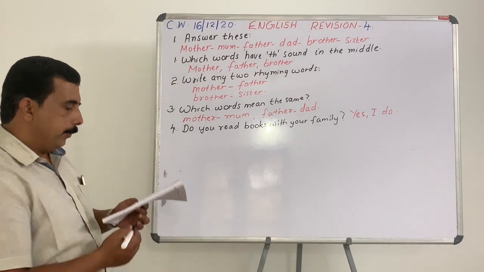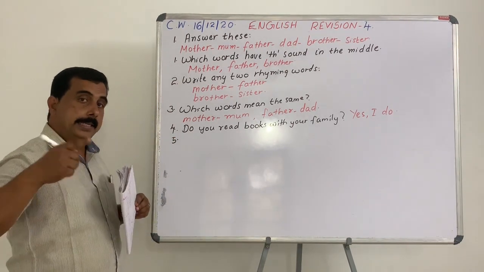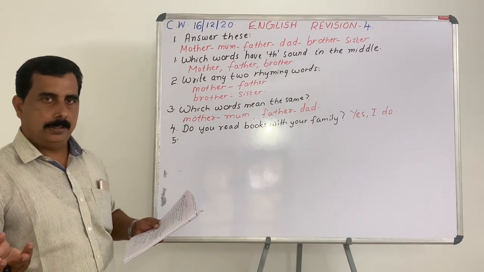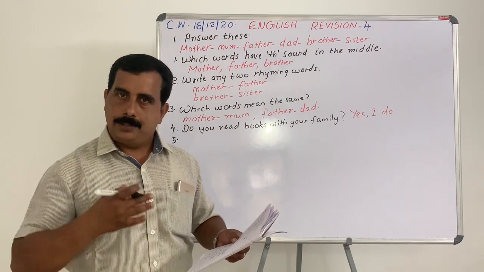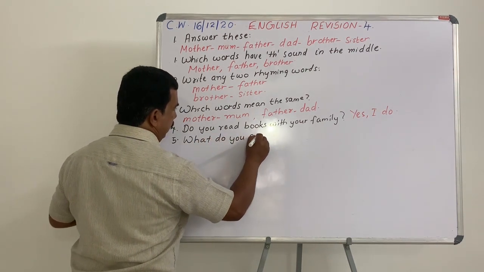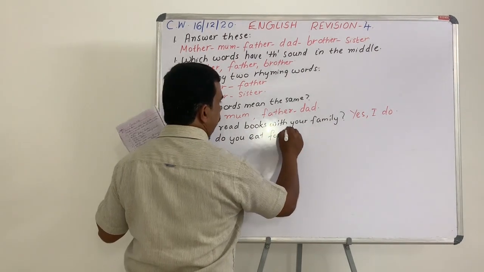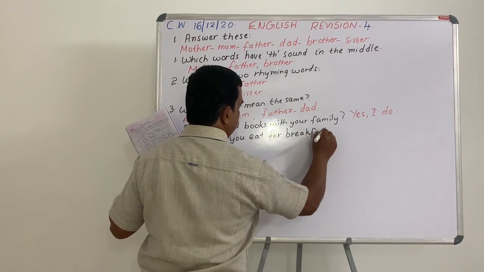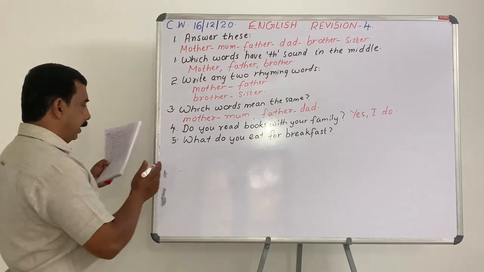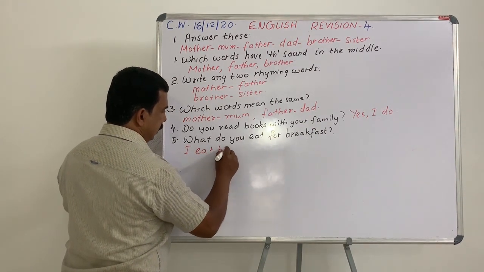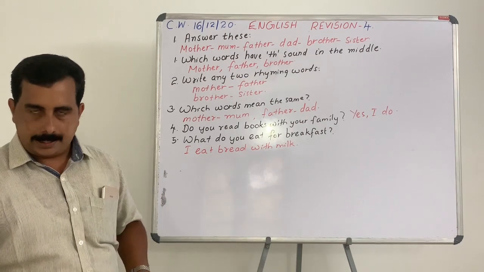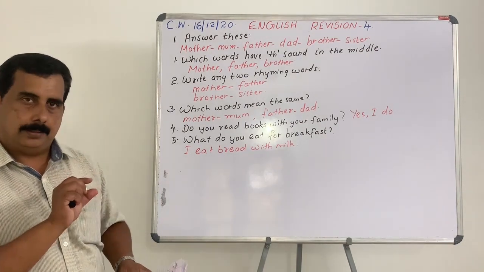Next question, a direct question. These are all individual questions and individual answers, because your answer will be different from my answer. It is about you. Your taste is different from my taste. So for example, what do you eat for breakfast? I will write my answer and you write your answer. I eat bread with milk. As I told you just now, this is my answer, and of course your answer will be different from my answer, but make a sentence.